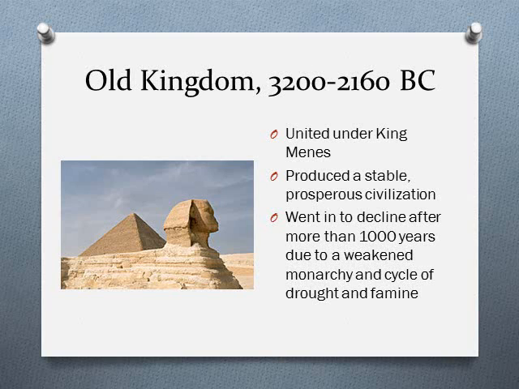The Old Kingdom was united under King Menes. He produced a stable, prosperous civilization that went into decline only after about 1,000 years, and the decline was caused by a weakened monarchy and a cycle of drought and famine. One of the accomplishments of ancient Egypt under the Old Kingdom was the construction of the Sphinx, which you see pictured in the foreground at the left.